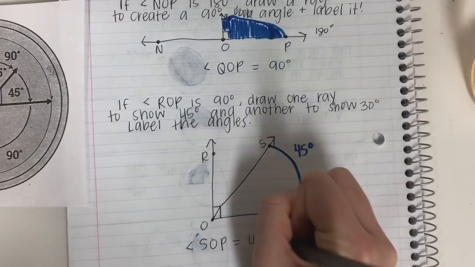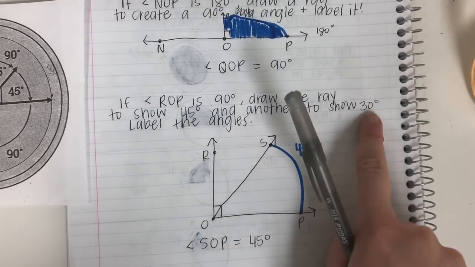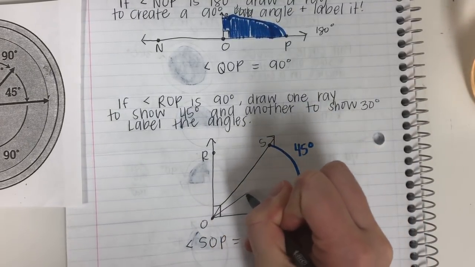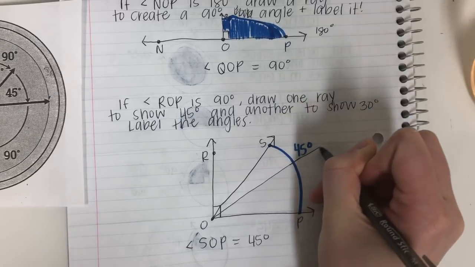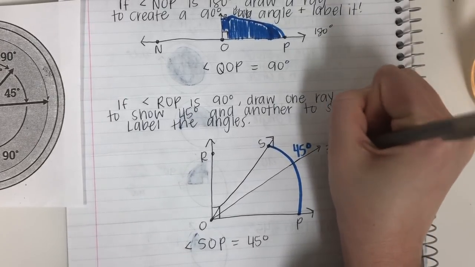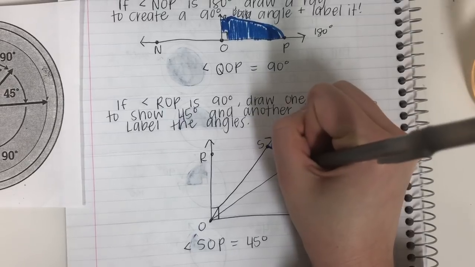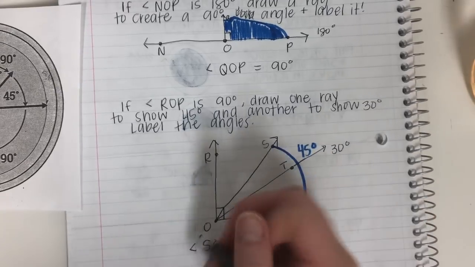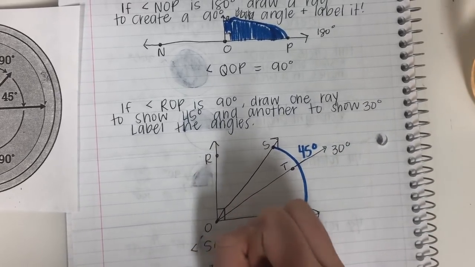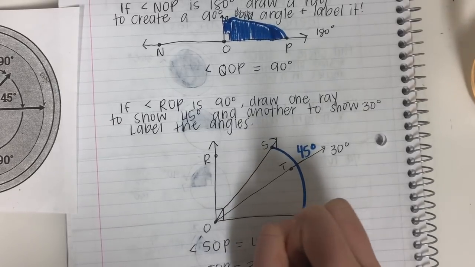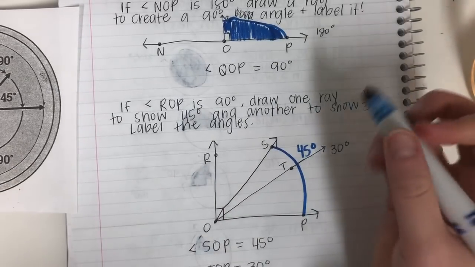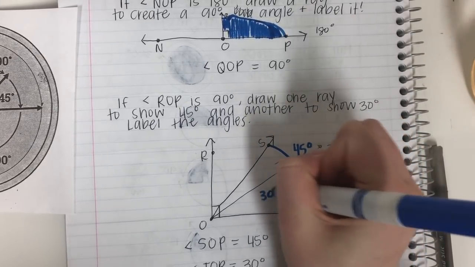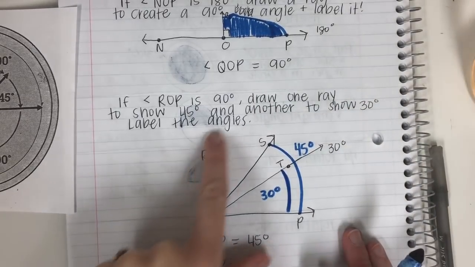equals 45 degrees, but they also want us to draw another one to show 30 degrees. 30 is a little bit less than 45. So it's about here. Here is my 30 degree, and let's label it T. So angle TOP is equal to 30 degrees. So here's my 30-degree angle.